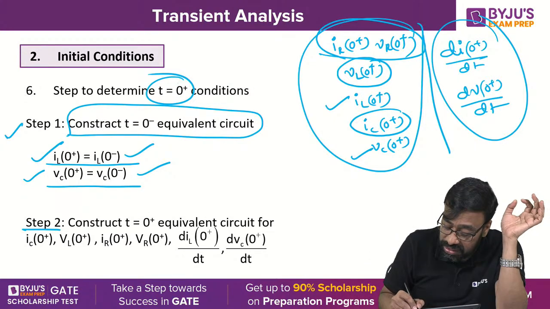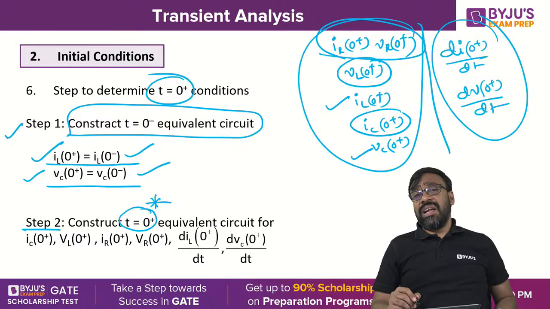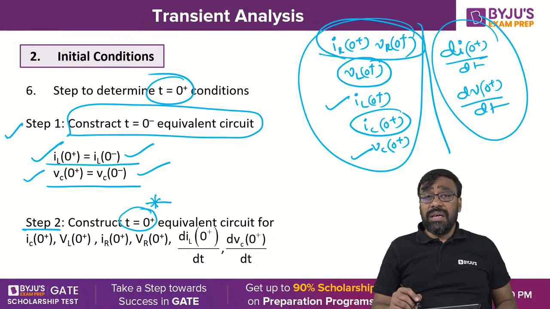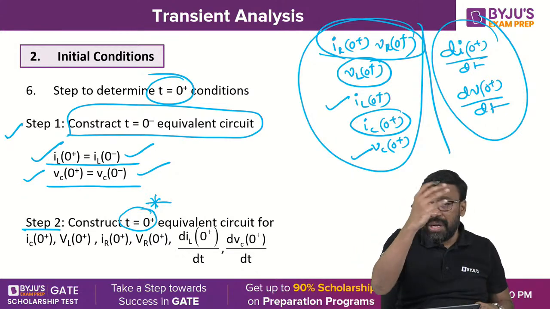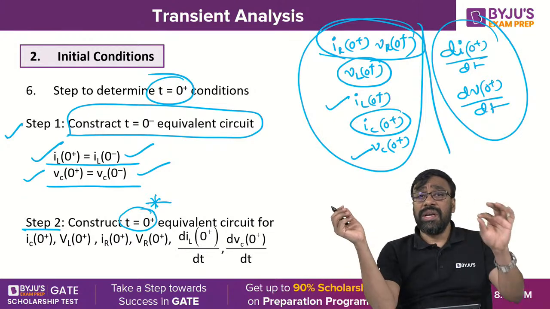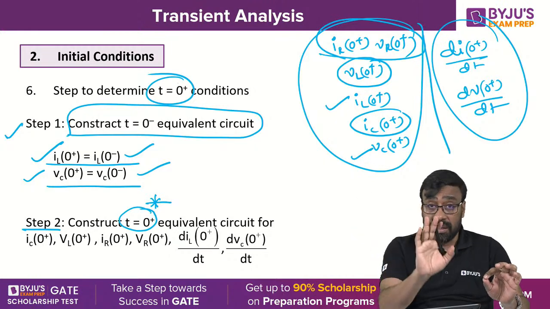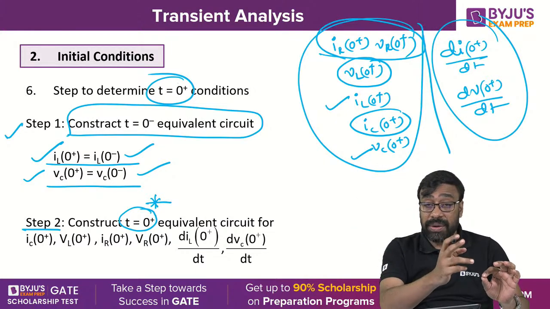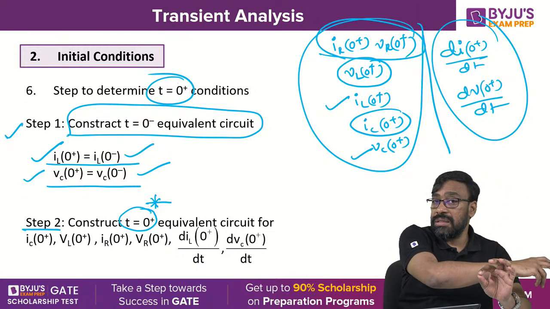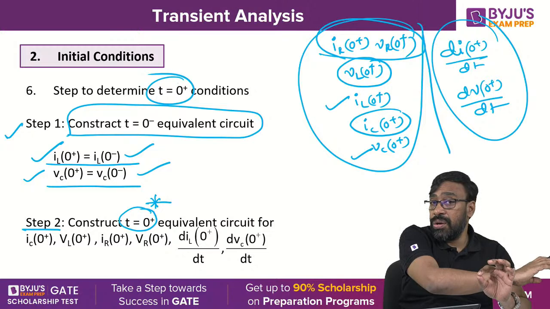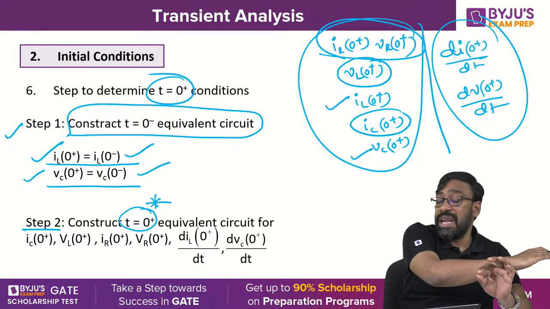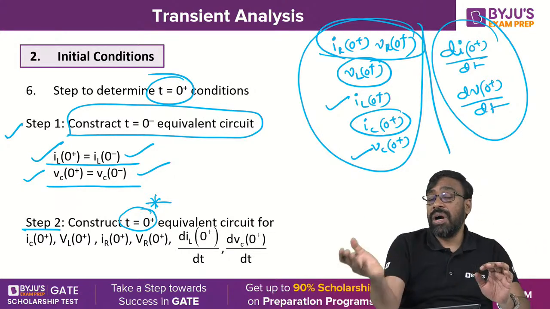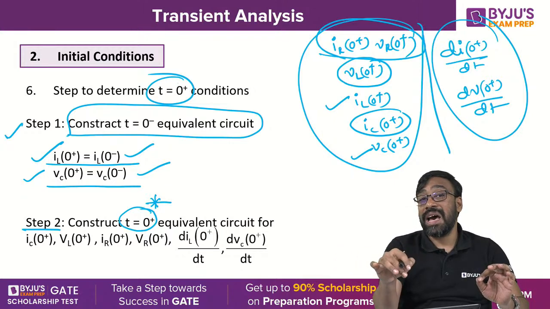Step 2 is nothing but constructing the t equal to 0 plus equivalent. How do you construct the t equal to 0 plus equivalent? How does it look? Tell me. t equal to 0 plus means the switching operation happened. Resistor remains resistor. For the inductor, it depends upon what was the current flowing through the inductor at t equal to 0 minus. If that current was found to be 0, then at t equal to 0 plus it becomes an open circuit. If that current was found to be non-zero, some 10 amperes, 3 amperes, 5 amperes, it becomes an equivalent current source with a parallel inductor model.